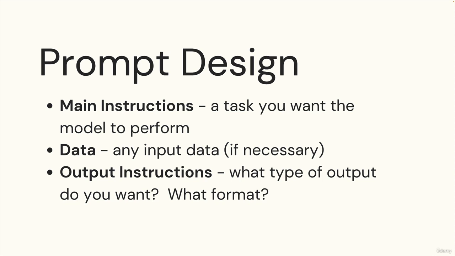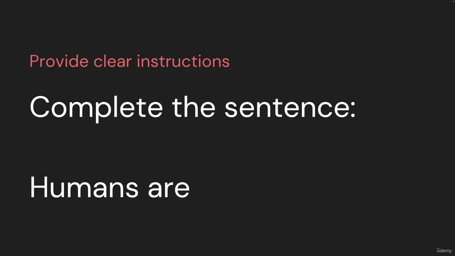So I'm going to spend a couple videos showing some examples. And the first part I'll talk about is just the main instructions you provide. When we're writing a prompt, we want to provide clear instructions. So here's a simple example. Complete the sentence. That's our instruction. And then we have our context or our data that we're asking it to work on.